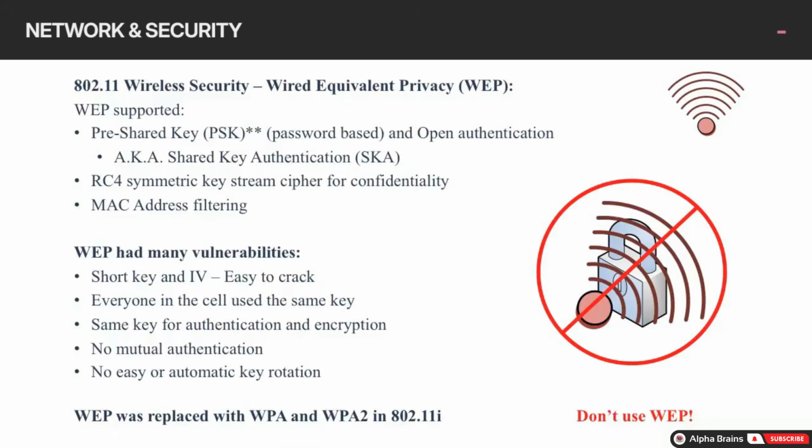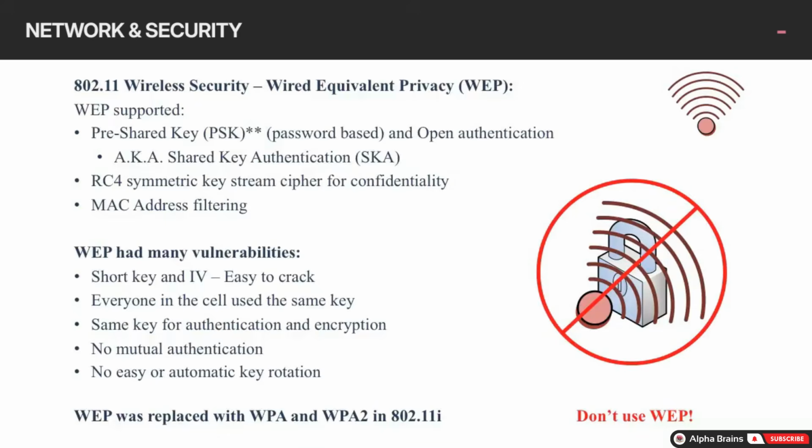Now, WEP supported the use of a pre-shared key. In other words, authentication was based on a password. Or you could turn off this authentication process, and it was called open authentication, which means that we will accept anybody's request to associate with the access point. In other words, you don't even need to know the password. So it also then used encryption for the data communication.